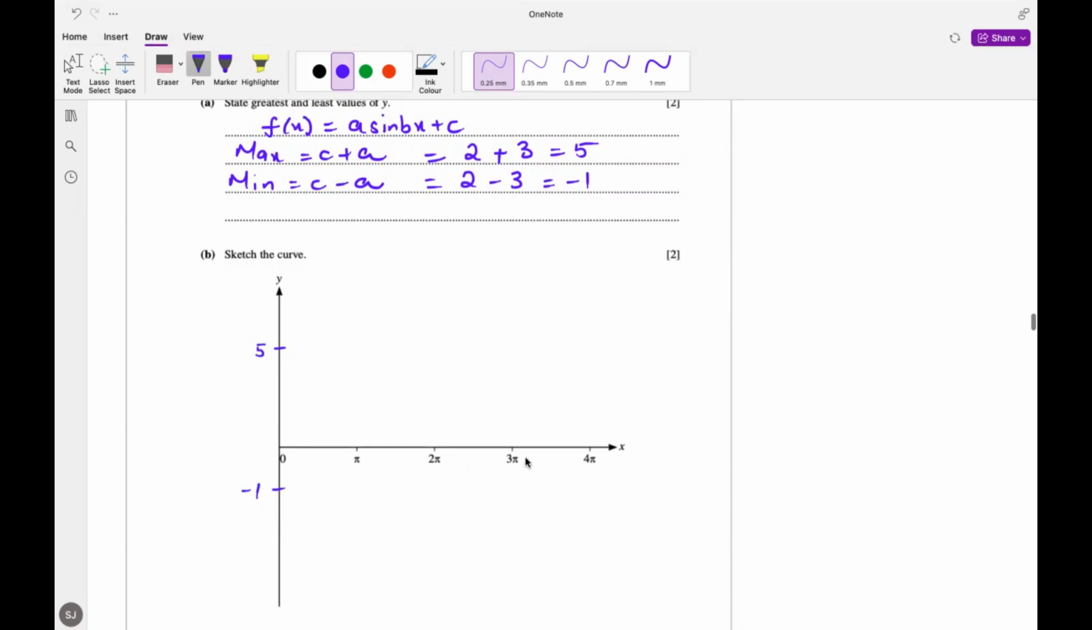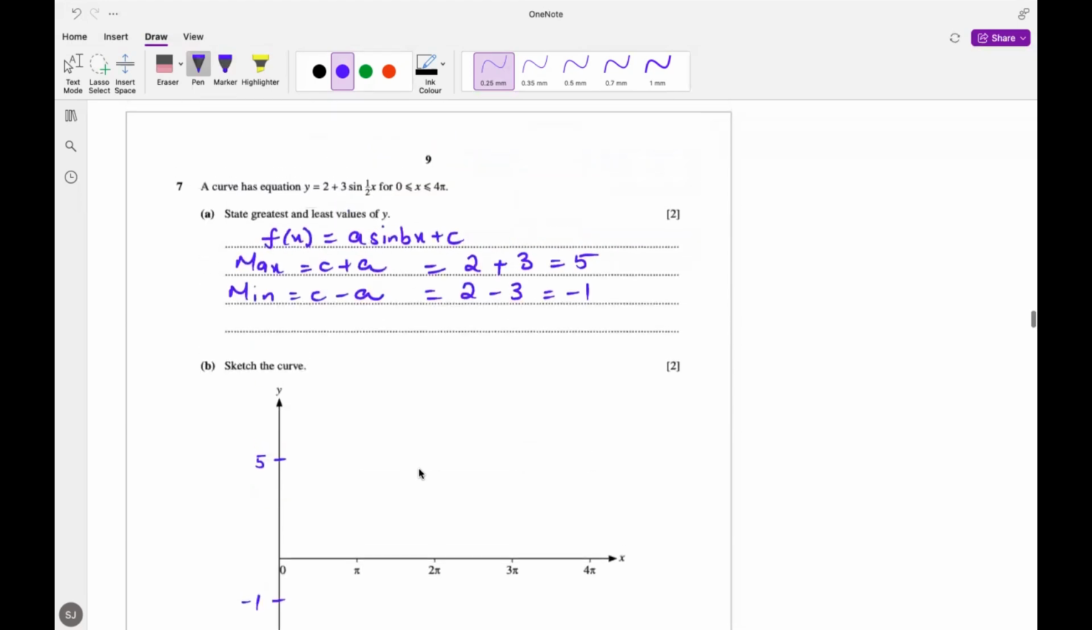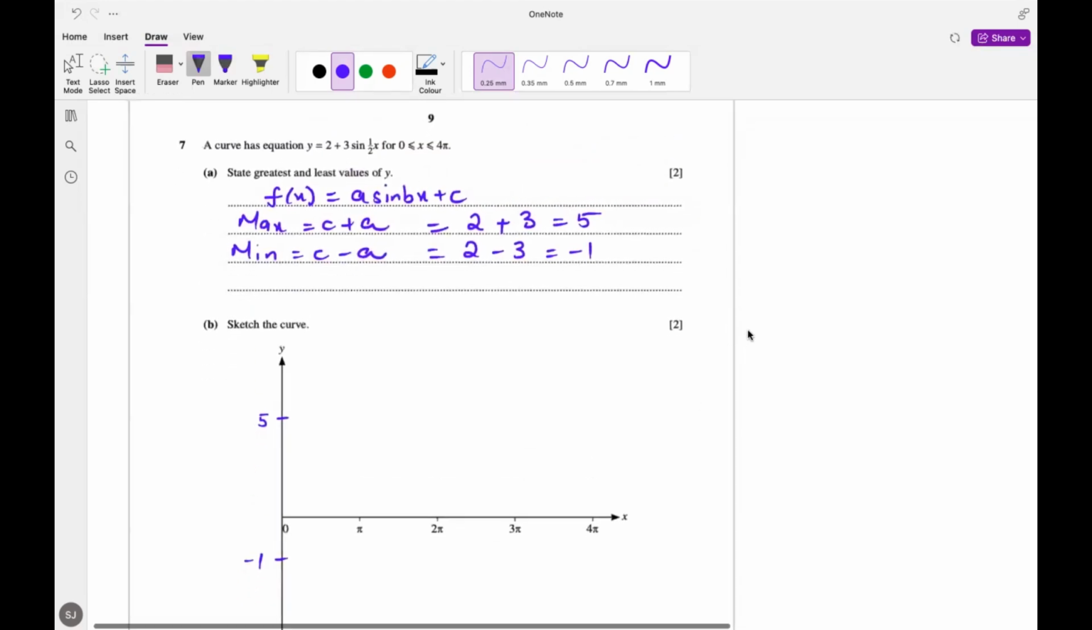Now to sketch a graph, it is easier if you just substitute the values of x that are given over here in the given equation. The given equation was y equals 2 plus 3 sine of half x. Now substituting x equals 0 for the first value, sine of 0 will be 0. So 2 plus 0 will become 2. So this value for x equals 0 will be 2. So let's say 2 is up here. This will be the first value.